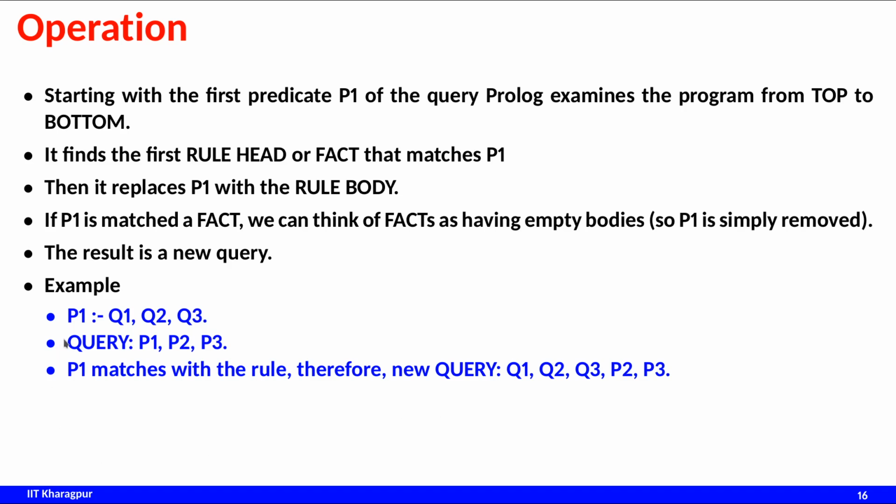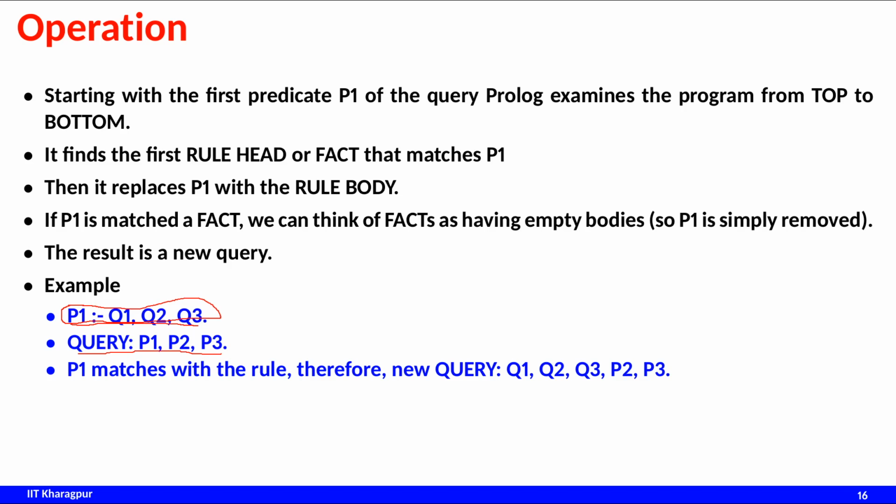For a generic example, say I have been given this rule, and I have been asked to check whether this query is satisfied or not. So Prolog starts with the first predicate. It looks into the query, takes the first predicate p1 in our case, and then examines the program from top to bottom. There can be many such rules, so it will start from the top, and whenever it finds a match, it chooses that rule. For our case here it's a single rule, so it will match with this one.